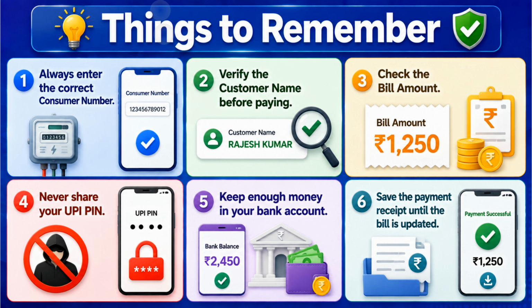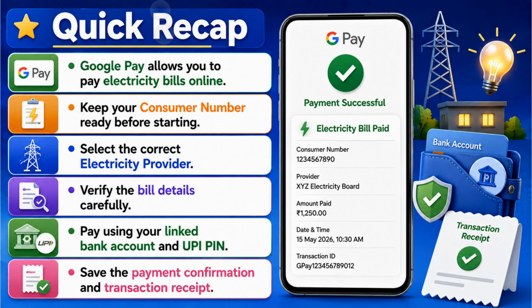Now we will see things to remember. Always enter the correct consumer number. Verify the consumer name before paying. Check the bill amount. Never share your UPI PIN. Keep enough money in your bank account. Save the payment receipt until the bill is updated. Here you can see the summary of whatever we have discussed.